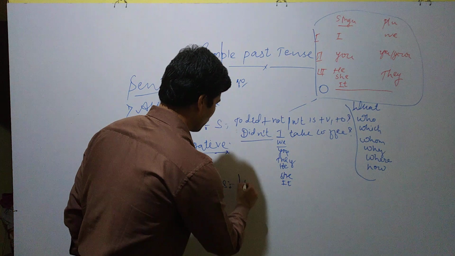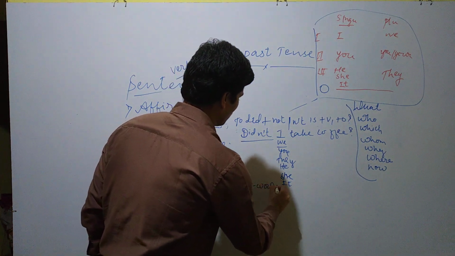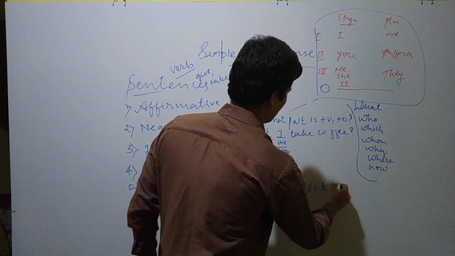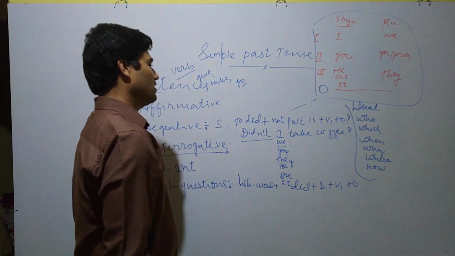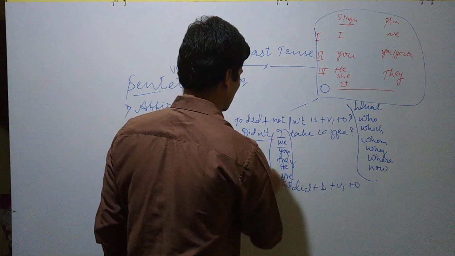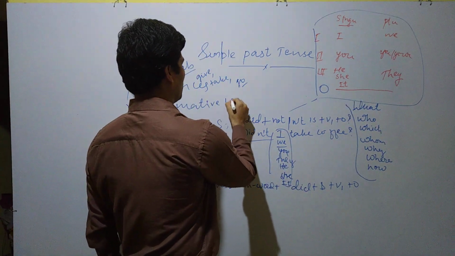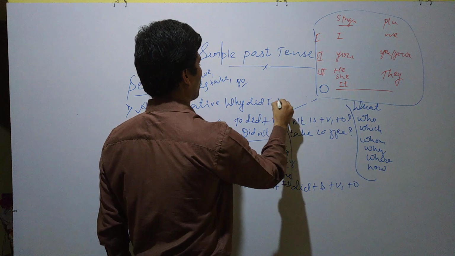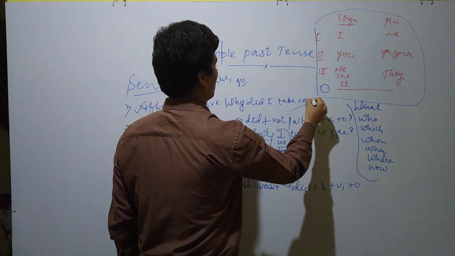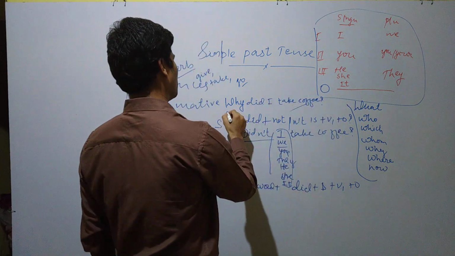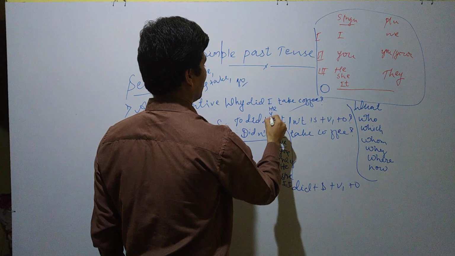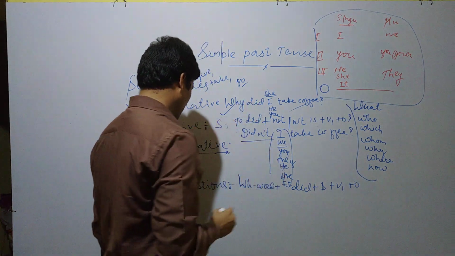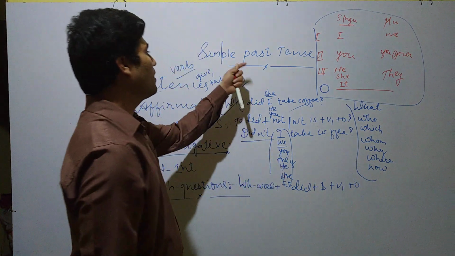Now just understand: WH word, okay? Then after that we will take this form of verb, that is did, then take the subject, then take V1 and your object. Now let us understand according to this subject. You can take why: why did I take coffee? Then you can use why did he take coffee, why did you take coffee, why did she take coffee, and so on. This is all about your WH questions in simple past tense.